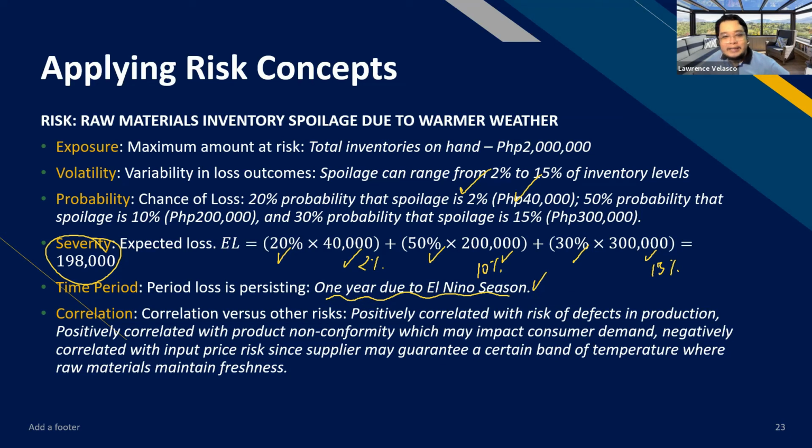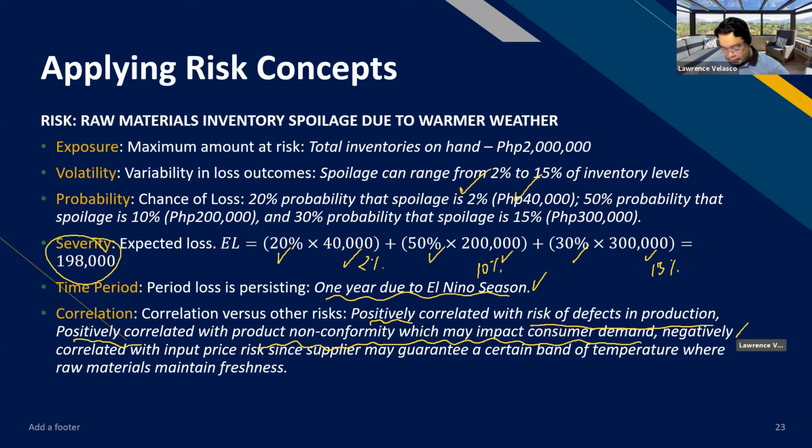Okay. Lastly, correlation. This risk might be positively correlated with some. So risk of defects in production, kung spoiled ang input, may defects in production. Okay. Positively correlated with product non-conformity, which may impact consumer demand. Pag may lumabas na panis na buko, no, negative ang impact sa demand, right? So the presence of the risk is positively correlated with the reduction in demand.